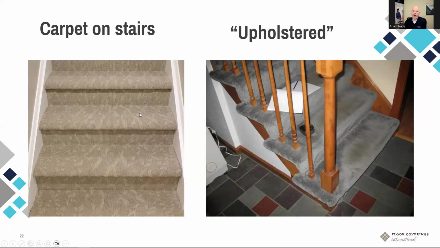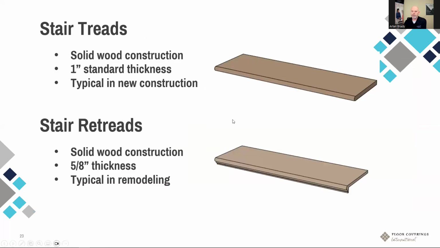And when it comes to hard surface, so LVP, laminate, hardwood, let's take a look at wood treads. Stair treads, when someone's talking about a stair tread, they're typically talking about a solid wood construction. Solid wood construction, 1-inch standard thickness. This is very typical in new construction. This is a structural member. So if I had a stringer on one side, a stringer on the other side, maybe even a stringer in the middle, somebody can walk on this with no fear. This is a solid new construction. I'm building a staircase from scratch. Stair retreads are almost half that thickness.